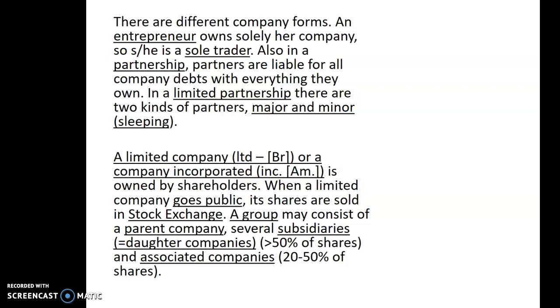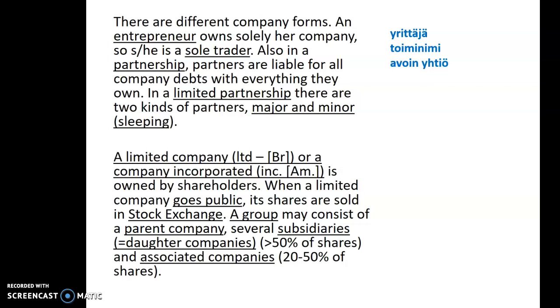We have an entrepreneur who owns the company, and we call him or her a sole trader. So that means he or she is liable for all the company debts with everything he or she owns. Then we have a partnership. Also in a partnership, partners are liable for all company debts with everything they own.